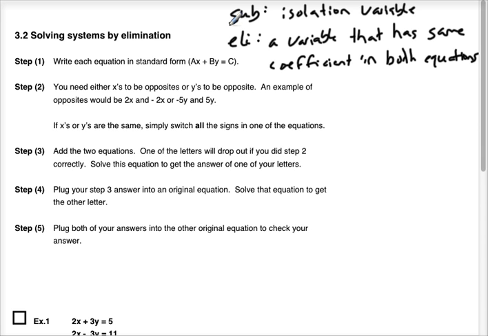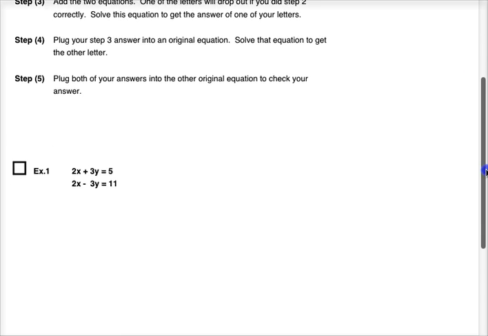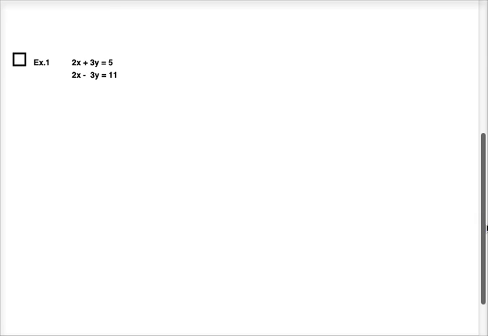Now, when I say same coefficient, it could be the same positive or negative. So, what I mean by that is look at our first example. So here, those two x's could work because there's a 2x and a 2x. Or the y's could also work for this process because you have a 3y and then you have a negative 3y. Now I'm going to focus on the y's this time because in our next example I'm going to end up focusing on the x's. So I'm going to focus on those y's.